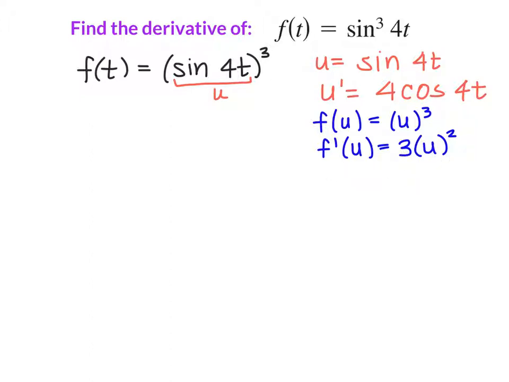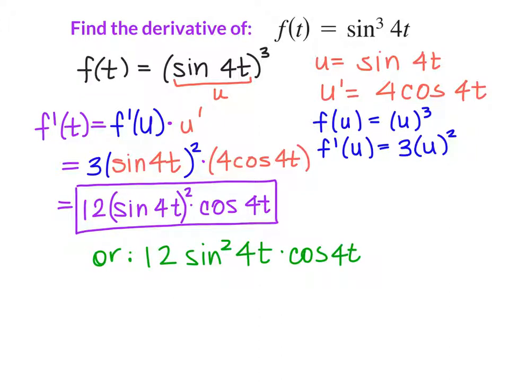So now let's put that all together and find the derivative of f of t. For f prime of t, I'm going to start off with the definition of the chain rule here, plug everything in, and really I just need to multiply my 3 times my 4 to get 12. And here is my derivative, f prime of t, or another way you could write it is take that little square and put it right here. It means the same thing.